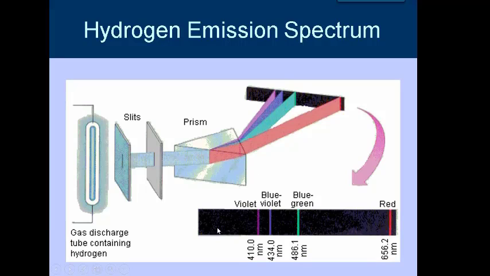If you put hydrogen gas in the electric discharge tube and apply the same conditions from the previous slide, you can observe that four colors are formed, which are red, blue-green, blue-violet, and violet, with definite wavelengths and frequencies, and they are separated by dark areas. We call this light the emission spectrum of hydrogen.